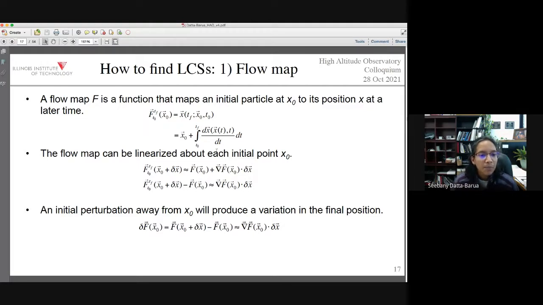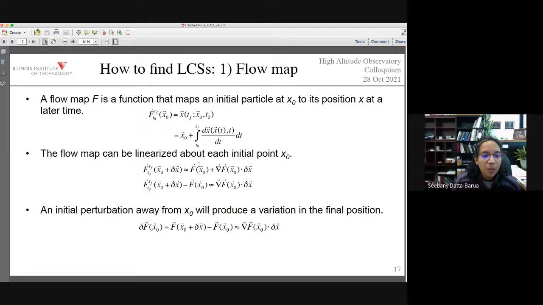So that flow map describes how the entire domain might be distorted. But if you pick a particular x naught, you can linearize that flow map and say, I know what the location would be exactly at x naught, but if I went a small distance away, delta x naught, in the domain, how far off would my final position be? And so that can be Taylor expanded essentially.